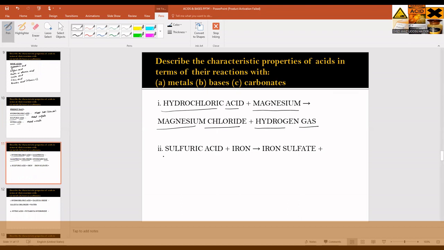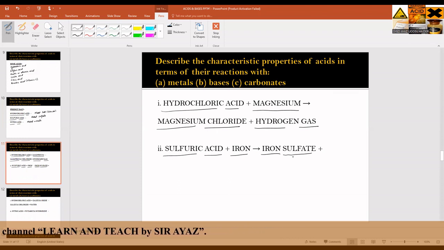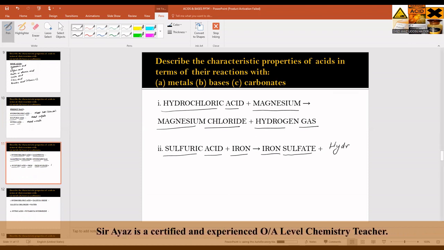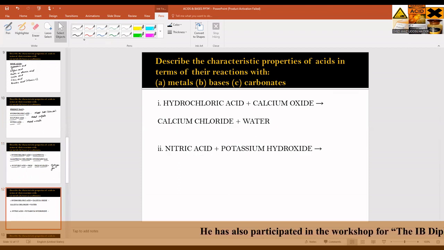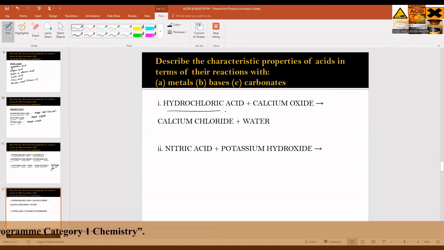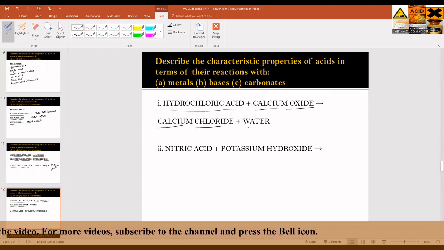The next reaction is between sulfuric acid plus iron. One of the products is iron sulfate. Can you predict the name of the other product? It is hydrogen gas. Now, when hydrochloric acid is reacted with calcium oxide, the products will be calcium chloride and water.